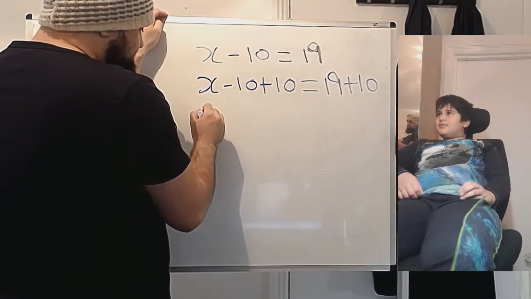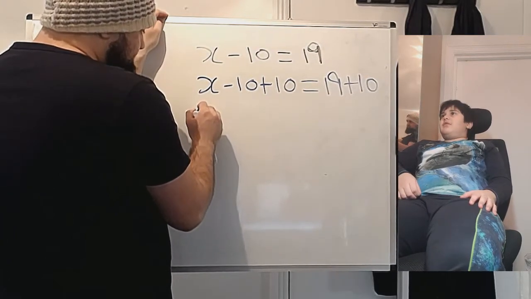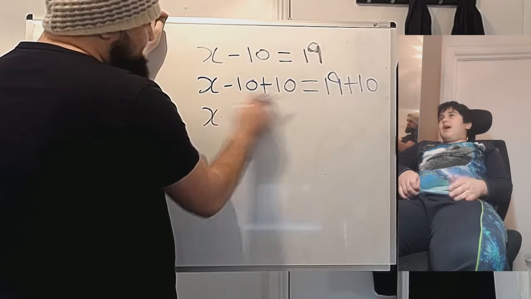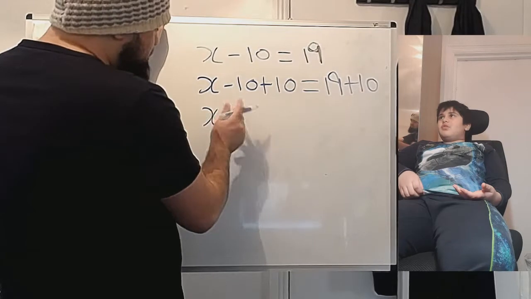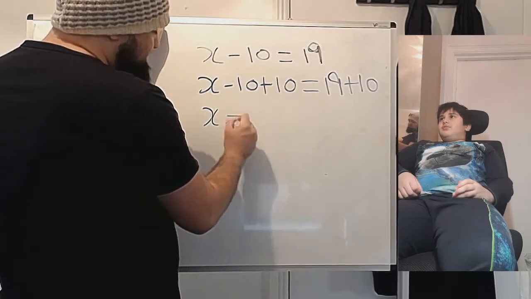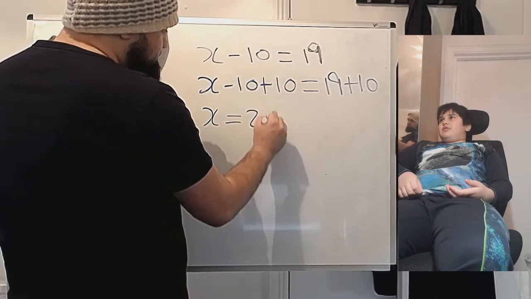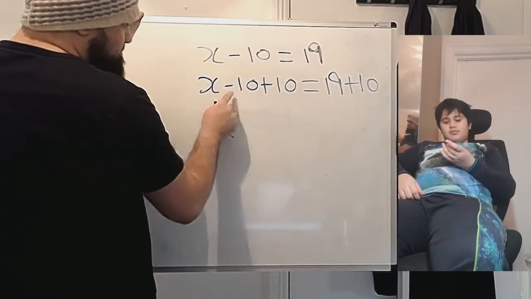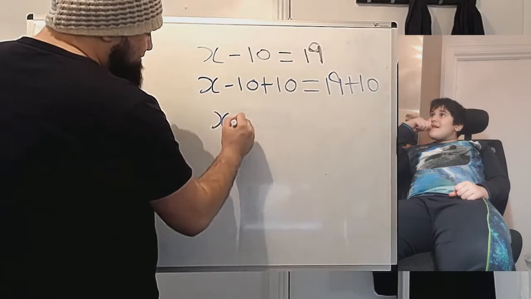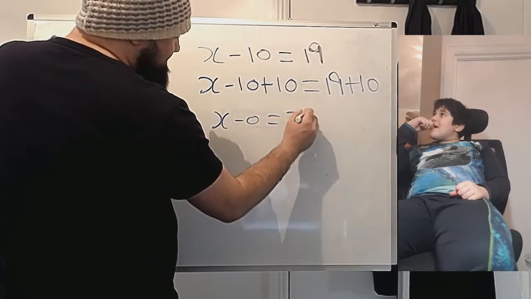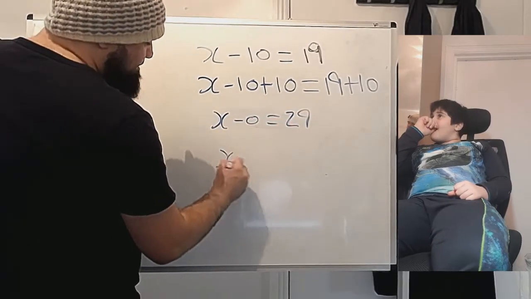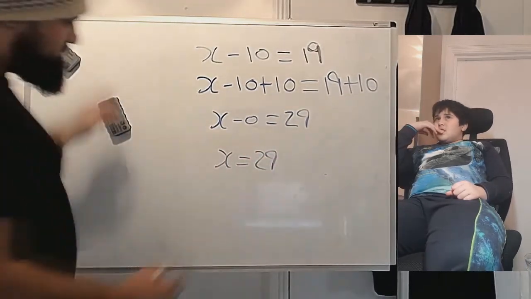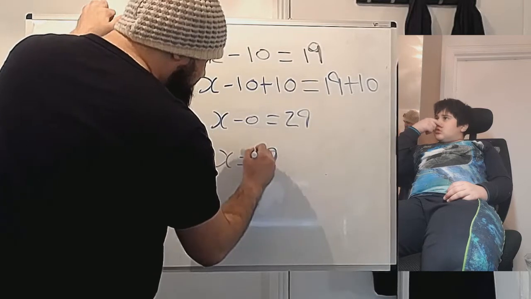So now we have x by itself. x minus 10 plus 10 just gives you plus 0, or minus 0, but I'm just going to skip that bit. x equals 29. You know the bit where minus 10 plus 10 gives you 0? I didn't write minus 0 equals 29. I just wrote x equals 29. Isn't that much quicker? So x equals 29.